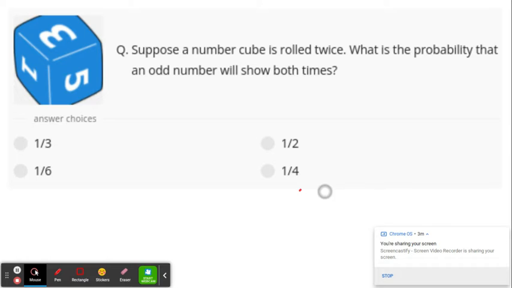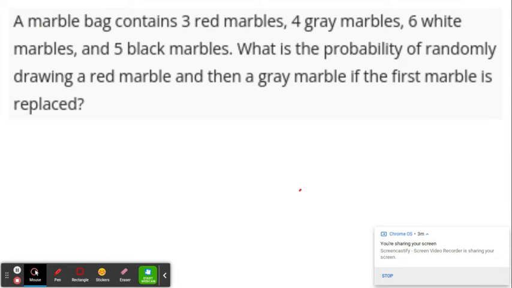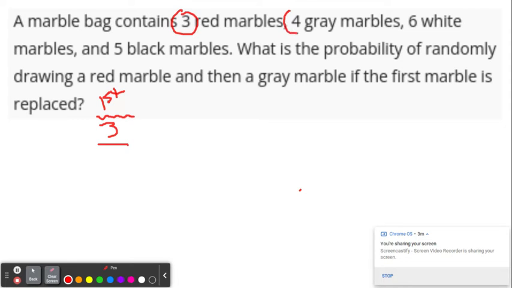How about the next one? A marble bag contains 3 red marbles, 4 gray marbles, 6 white marbles, and 5 black marbles. What's the probability of randomly drawing a red marble and then a gray marble if the first marble is replaced? Okay, so we've got to find the probability of, first of all, reaching in there and pulling out a red marble. There are 3 red marbles overall, so this is the first pick. 3 red marbles overall out of a total of 3 plus 4 is 7, plus 6 is 13, plus 5 is 18. So the probability of my first pick is 3 out of 18.